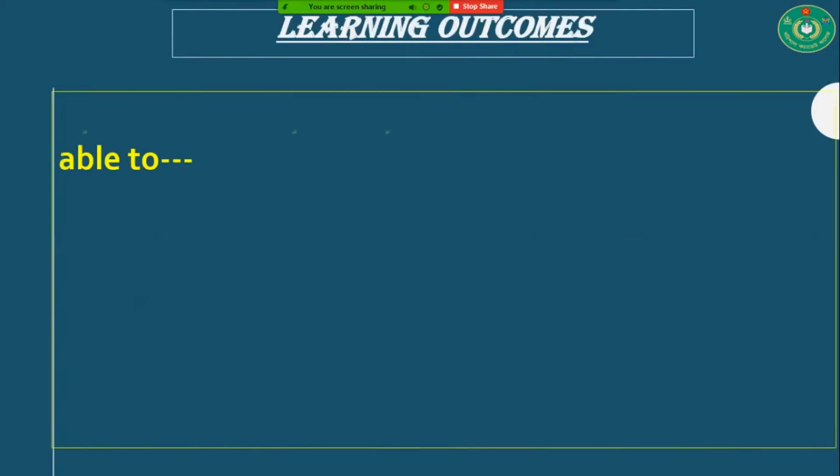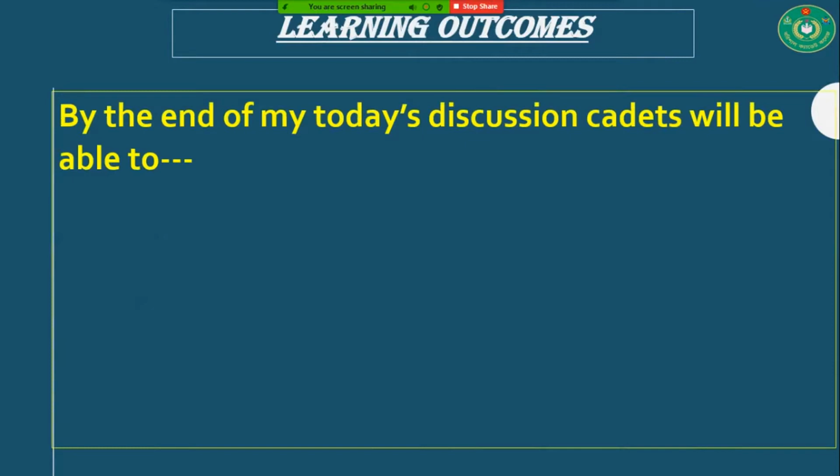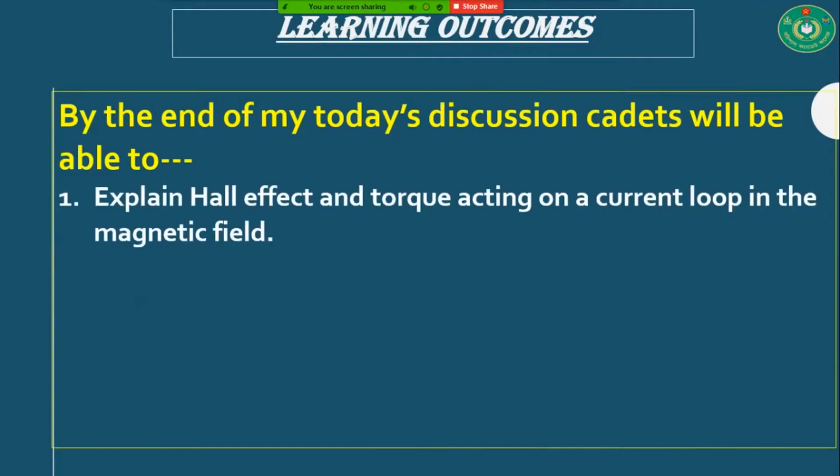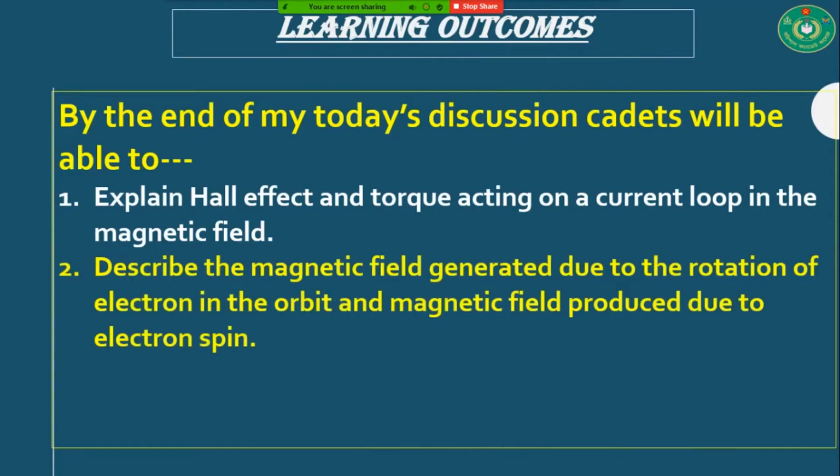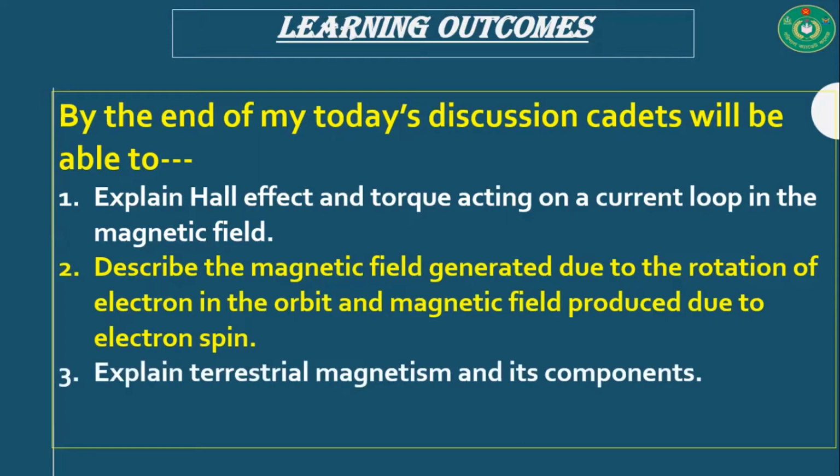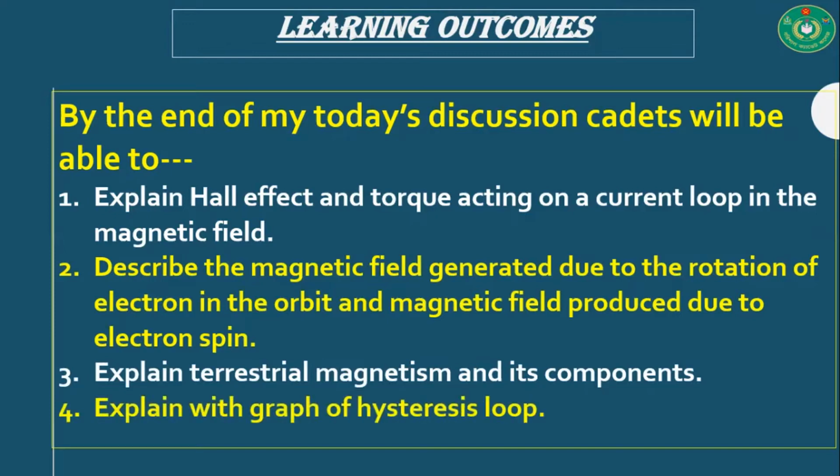Learning outcomes. By the end of today's discussion, cadets, you will be able to explain the Hall effect and torque acting on a current loop in the magnetic field. Describe the magnetic field generated due to the rotation of an electron in the orbit and the magnetic field produced due to electron spin. You will be able to explain terrestrial magnetism and its components. And finally, you will be able to explain the hysteresis loop with its graph.